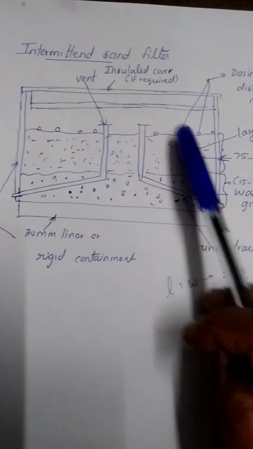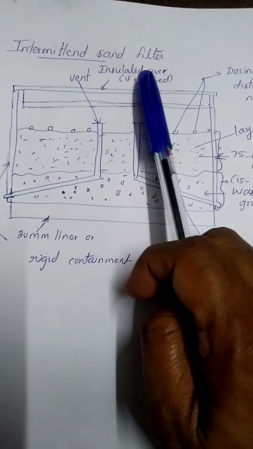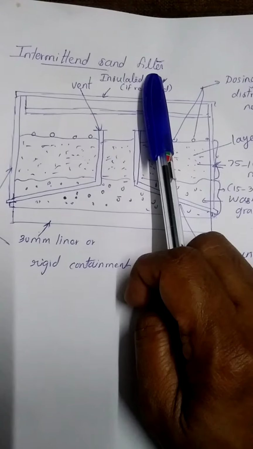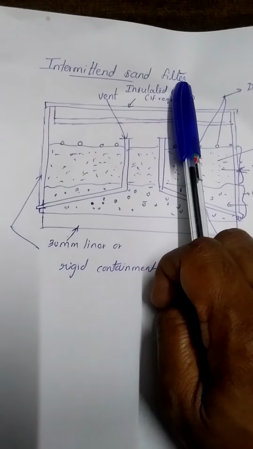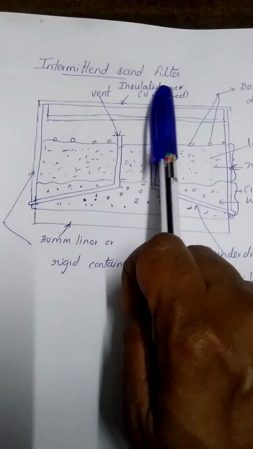Let me explain about the intermittent sand filter. This intermittent sand filter is an attached growth process which comes under the biological treatment techniques. This filter is mainly used to treat sewage, and was used in olden times. Nowadays this type of filter is not used because it is used only in smaller plants.